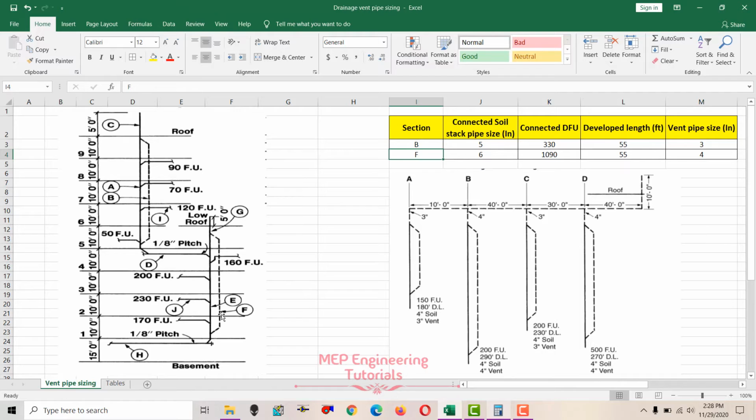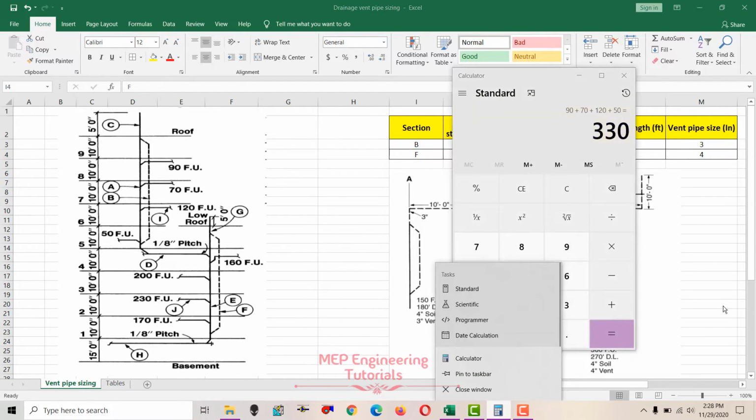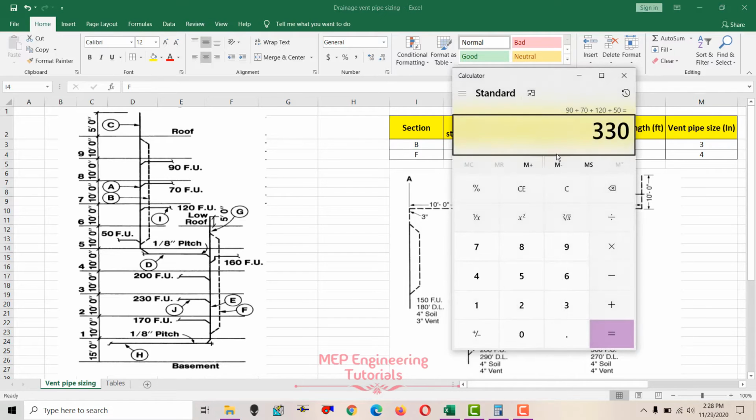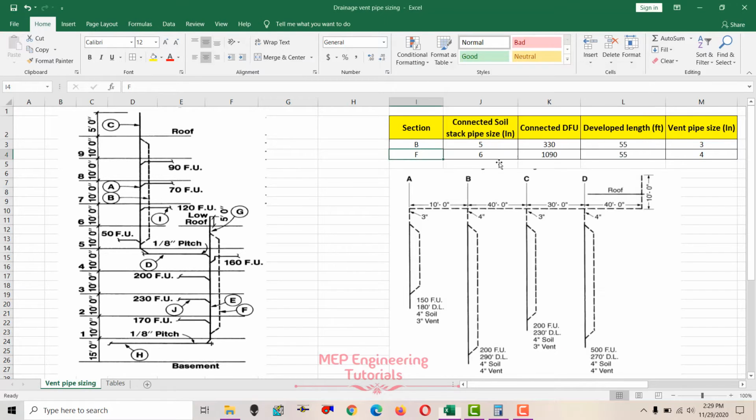So how many branches are connected to this stack F? We need to include the branches above this run out. We need to add this one also. So 330 plus 160 plus 200 plus 230, and the last one is 170. So total drainage fixture units connected are 1090. 1090 we can write here.